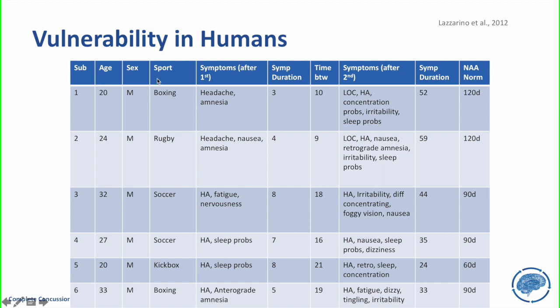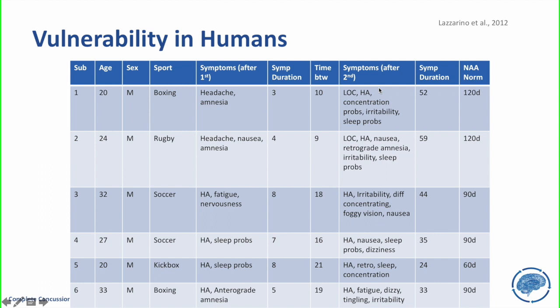So here are the subjects. We have boxing, rugby, soccer, kickboxing, boxing. All subjects were male. You can see their ages here on the side. Symptoms after the first concussion, 1 or 2 symptoms, headache, amnesia, etc. And then you can see the duration. Typical symptom duration, 3 days, 4 days, 8 days, 7 days, 8 days, 5 days. Then they had a second concussion, 10 days after the first, 9 days after the first, 18 days, 16 days, 21, or 19 days.